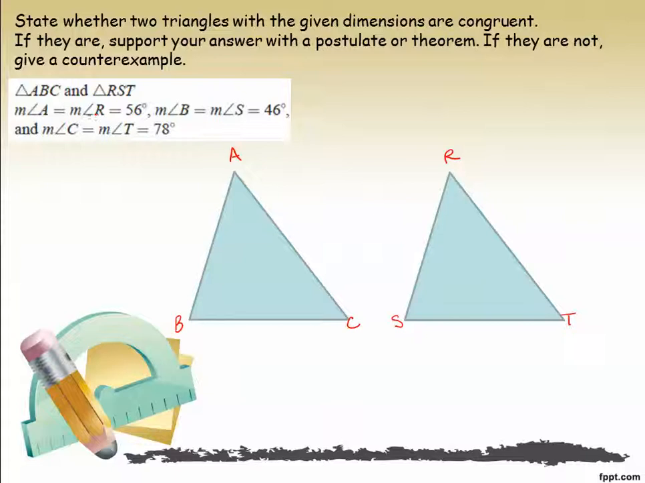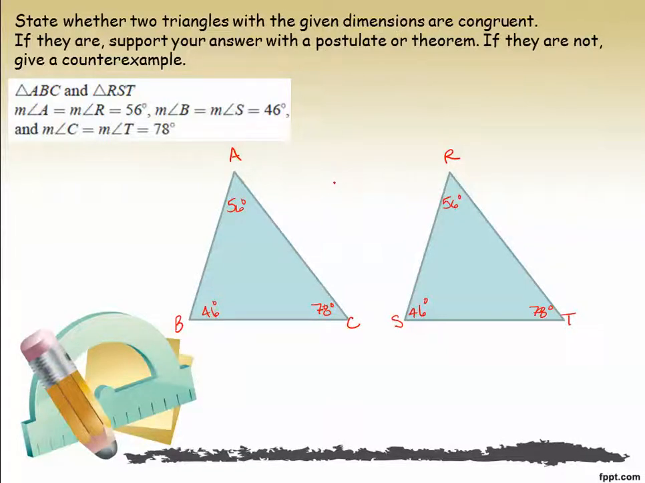They tell me that the measure of angle A equals the measure of R, and they both equal 56 degrees. So I'm going to put that in here. And then they said the measure of angle B equals the measure of angle S, and those are both 46 degrees. And then they said the measure of angle C and the measure of angle T are both 78 degrees. Now, it didn't tell you to draw these, but I do, because for me, visually, it helps to see what's going on. And it said, state whether the two triangles with the given dimensions are congruent.